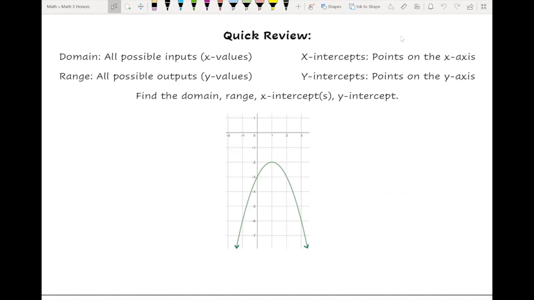Hey everyone, today we are going to look at key features of our graphs. There are a few of these key features that we've looked at already, so we're going to do a quick review on these: domain, range, x-intercepts, and y-intercepts. So the domain are all possible inputs.